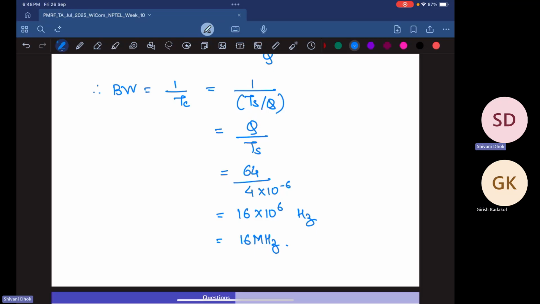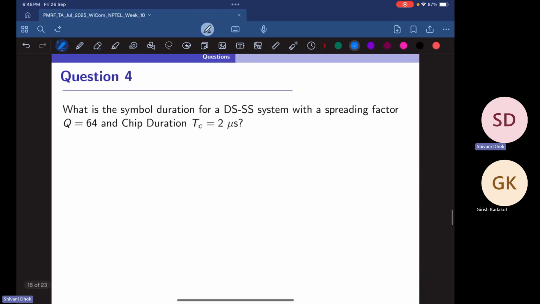So these are very simple questions. It's all related to one formula. This question says, what is the symbol duration of the DS-SS system with a spreading factor 64 and chip duration Tc? This is the simplest question.